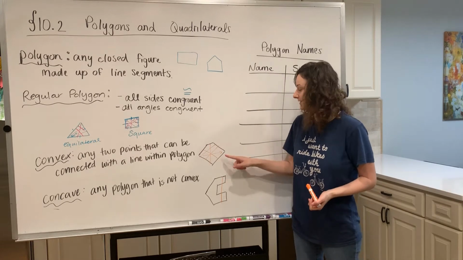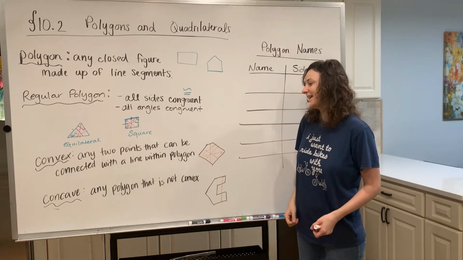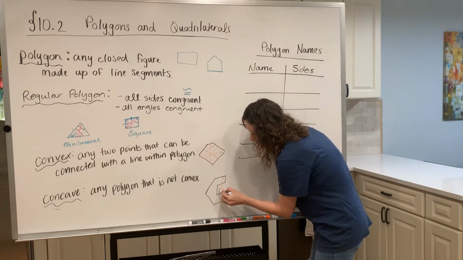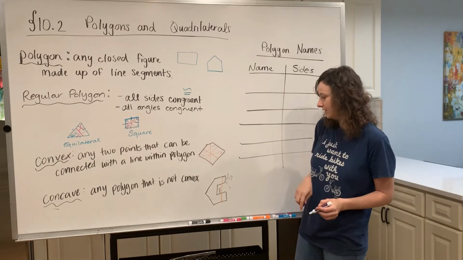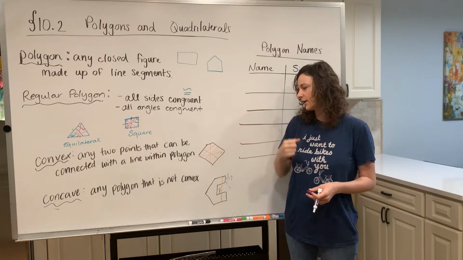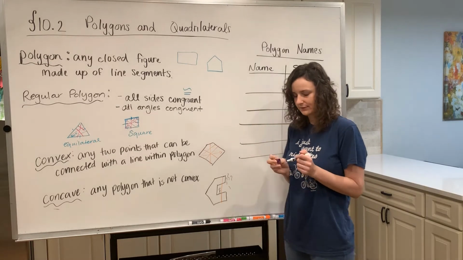I remember it because with convex, notice how all the sides go outwards, like you're flexing your muscles. And with concave, look, it's created a little cave where we can go and hide from the rain. So convex, remember the shapes are flexing outward, showing all their muscles. Concave, we can go hide inside from the rain and protect ourselves.